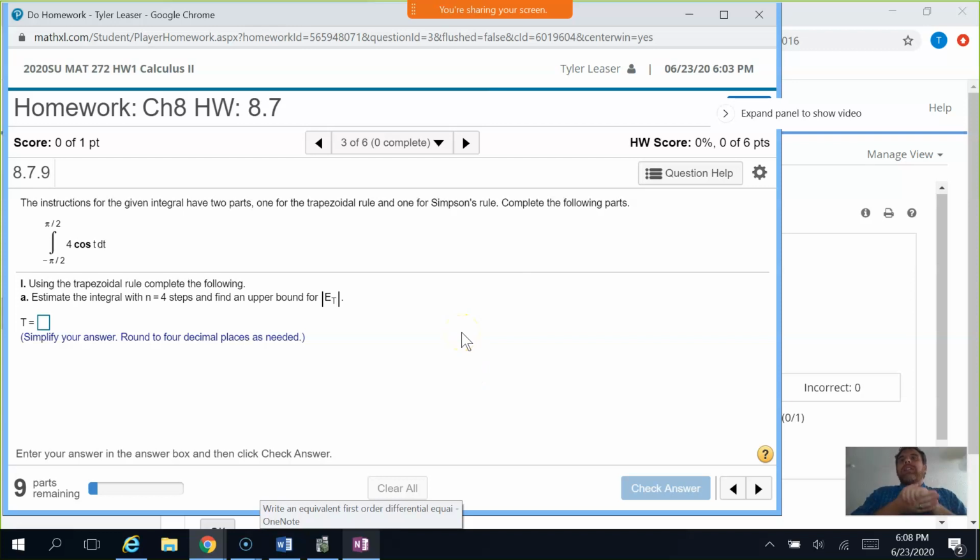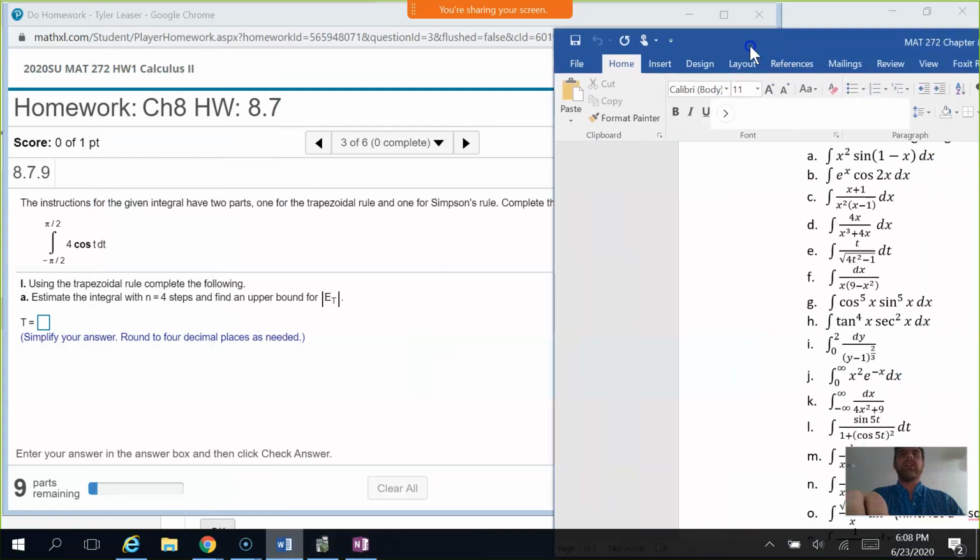Okay, here, 8.7, number 3. The instructions for the given integral have two parts, one for the trapezoidal rule, one for the Simpson's rule. Complete the following parts. So we're given this integral. First thing, using the trapezoidal rule, complete the following steps. Estimate the integral with n equals 4 steps and find an upper bound. And there's 9 parts to this one, so we'll go through this one kind of quick.